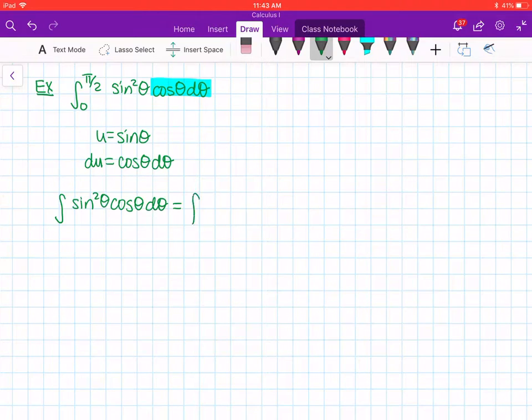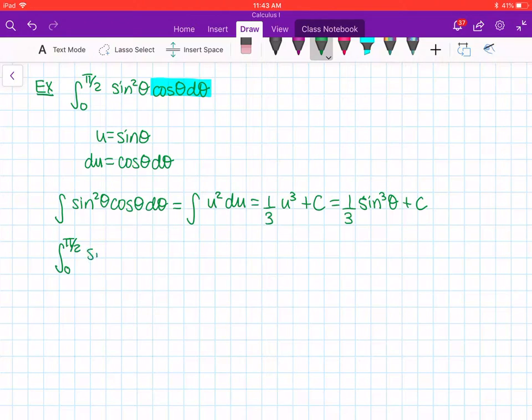Alright, so we're going to substitute in. Instead of sine theta, we got u squared. And then instead of cosine theta d theta, we have du. We can integrate that just with the power rule. We get u cubed, and then 1/3 out front, and then plus c. We substitute back in for u, and we get sine cubed theta plus c. There we are.